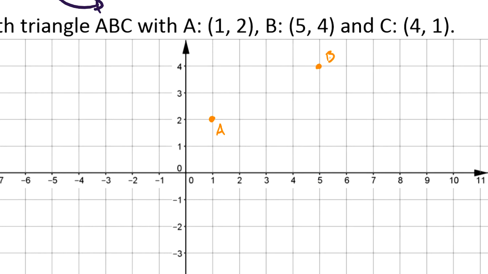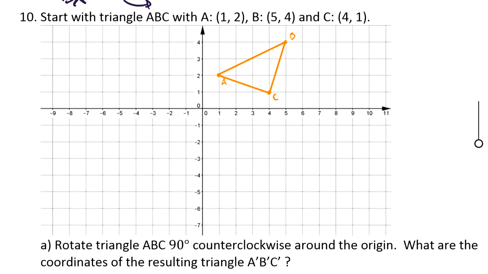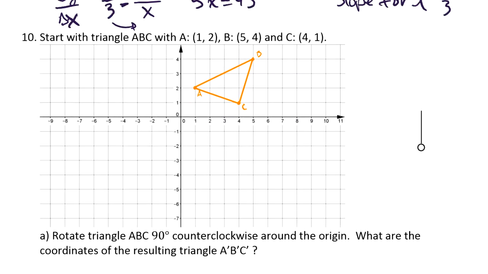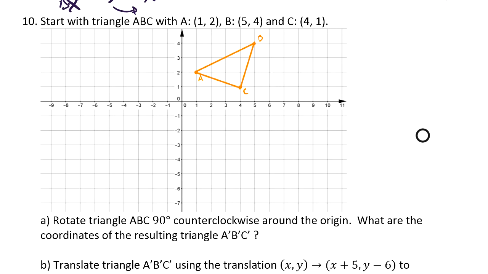And then for C, x is 4 and y is the number 1. So this is the original value C. So I went ahead and connected those vertices, and I have my original triangle ABC. Now, there's several things that are going to happen with triangle ABC. And the first thing I read, it says rotate triangle ABC 90 degrees counterclockwise about the origin.